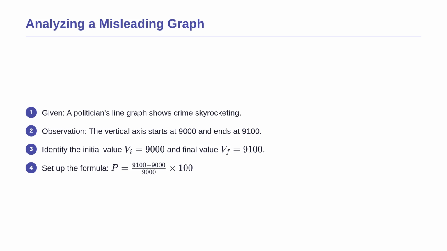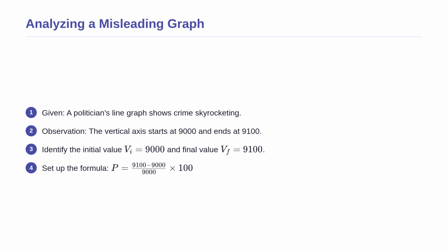Let us apply this formula to a concrete example of a misleading graph. Imagine a politician wants to claim that crime has skyrocketed during their opponent's term. They publish a line graph where the line shoots up at a terrifyingly steep angle, making it look like crime has doubled. However, upon closer inspection, the vertical axis does not start at 0. It starts at 9,000 and ends at 9,100.